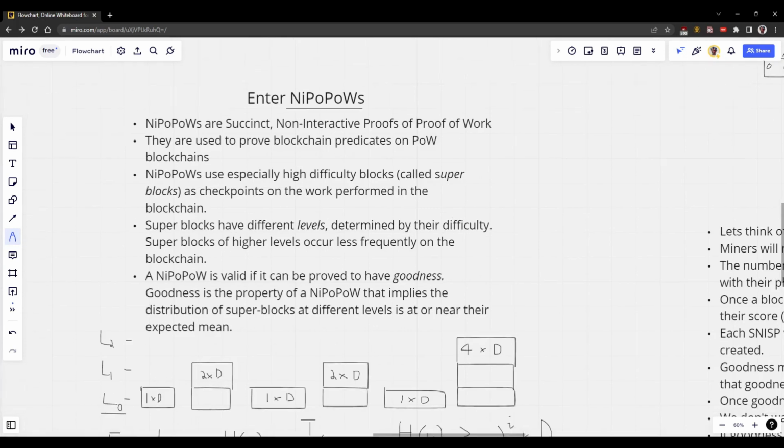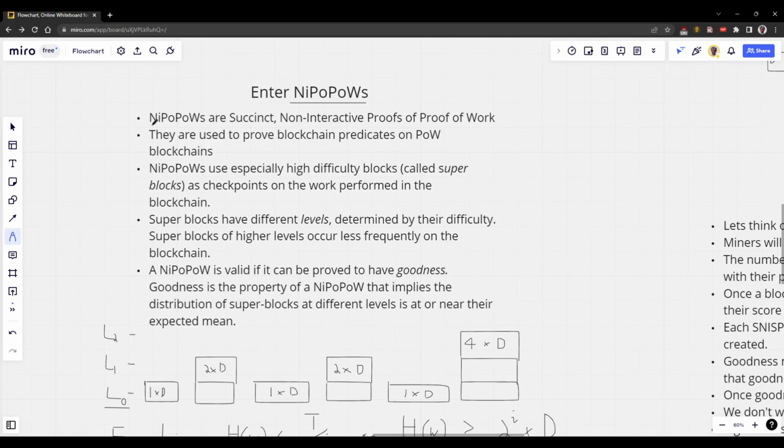So really, NIPoPoWs are succinct, non-interactive proofs of work. They can be used to prove blockchain predicates, so essentially events that occurred on the blockchain, or statements that can evaluate to true or false about the blockchain itself. The way NIPoPoWs work is they use especially high difficulty blocks, which are called superblocks, and they use them as checkpoints on the work performed on the blockchain itself.